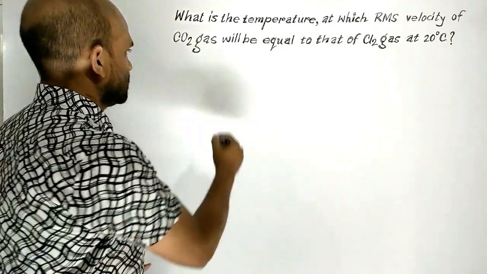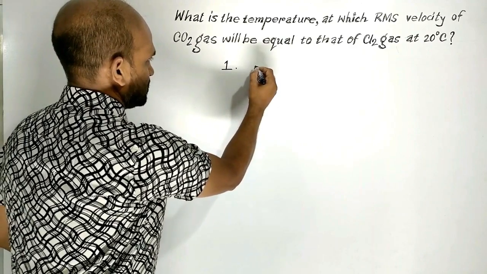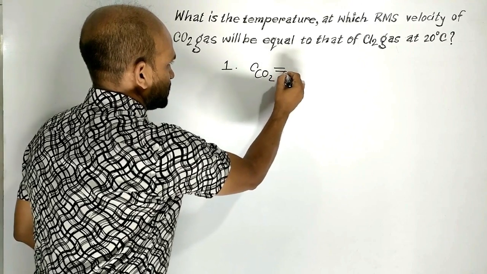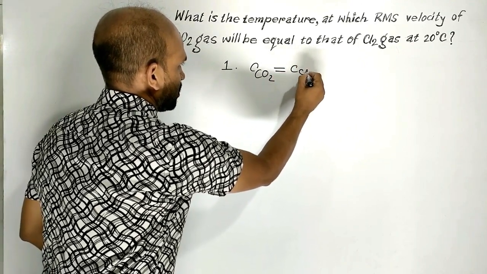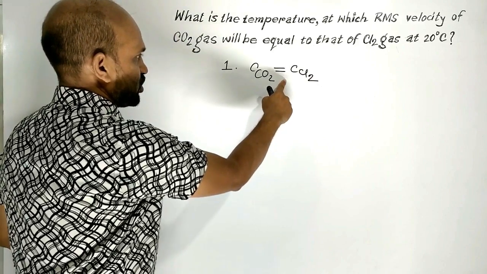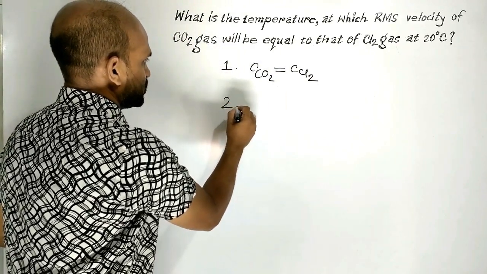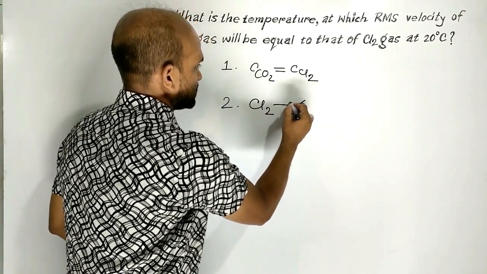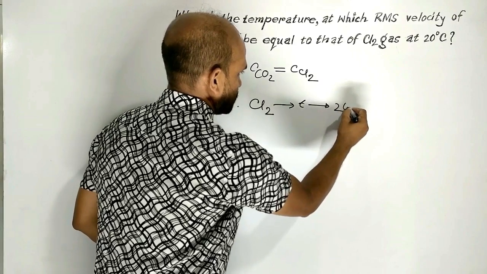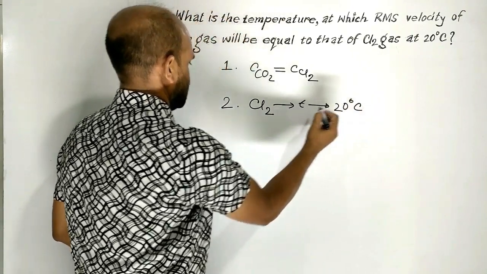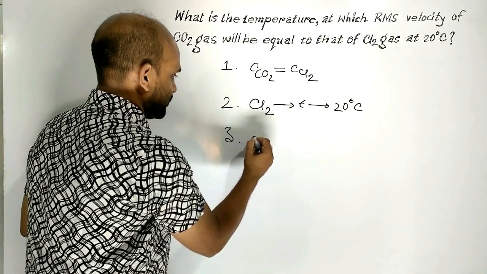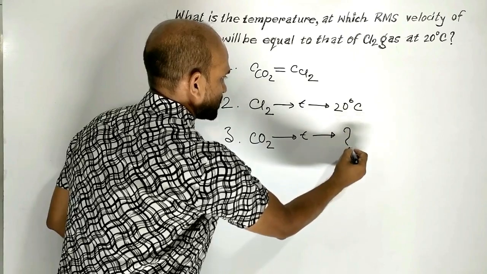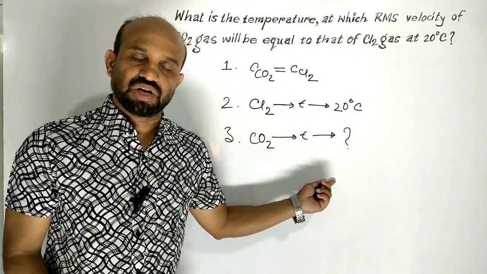Those are: point number 1, RMS velocity of carbon dioxide gas equals RMS velocity of chlorine gas. This is point number 1. Point number 2, for chlorine gas, temperature is given, that is 20 degrees Celsius temperature. Point number 3, for carbon dioxide gas, temperature is not given, that is to be calculated.